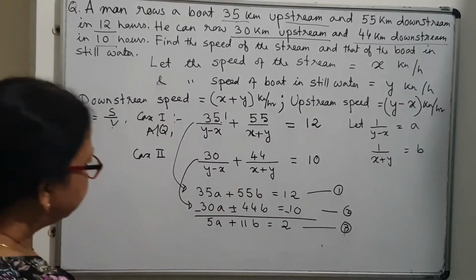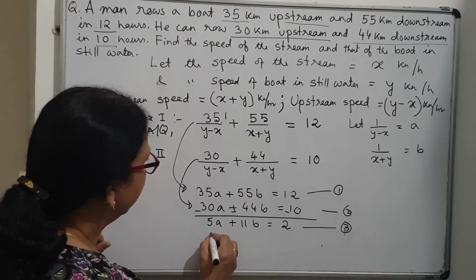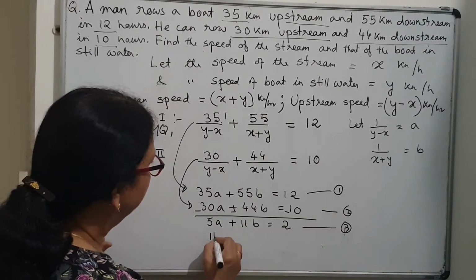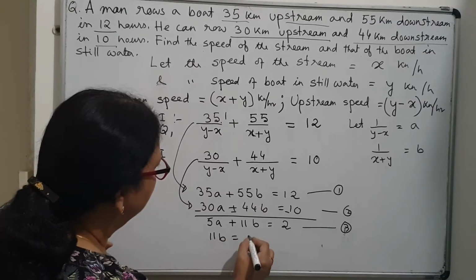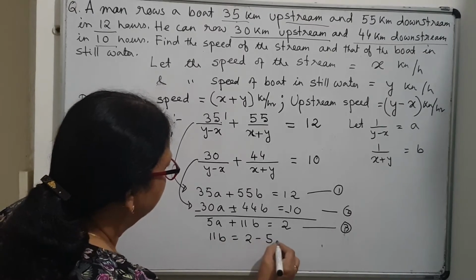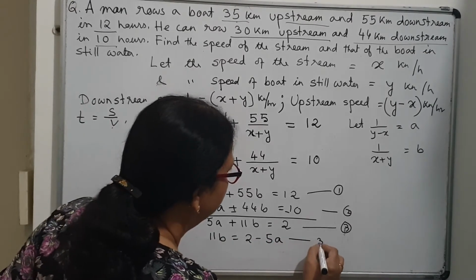So what can I do? Equation 3 can be written in this way: 11b is equal to 2 minus 5a. Let me write 3 in this way.